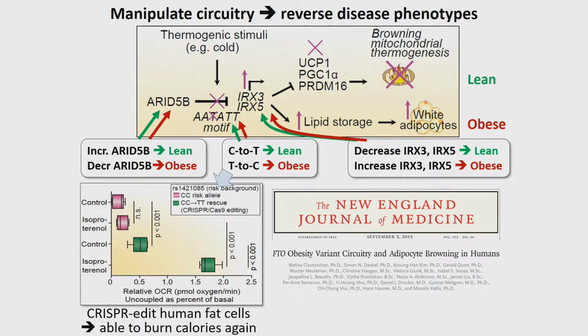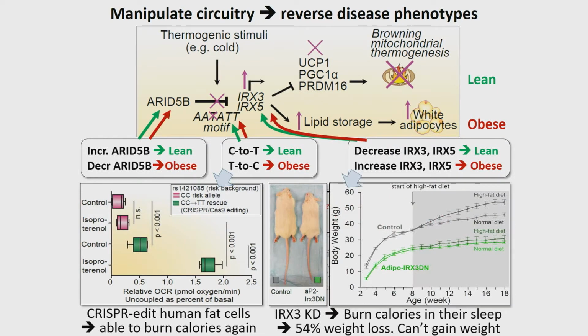These cells that were previously unable to burn calories were now burning calories like the normal cells with a single nucleotide change. And then when we went into mice, we basically found that by knocking down one of these genes, IRX3, we were able to completely change the metabolism of these mice without changing their appetite, without changing their exercise. They were just simply burning more calories when they were awake and when they were sleeping. So this is the approach that we're taking, and what I'm going to describe now is a series of vignettes for how we scale this up to the whole genome.